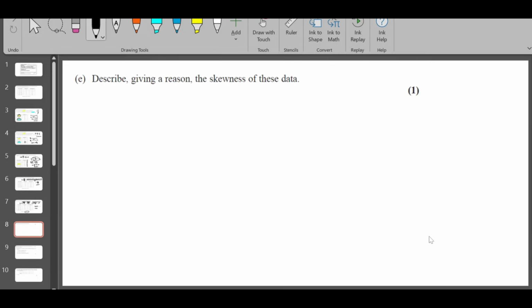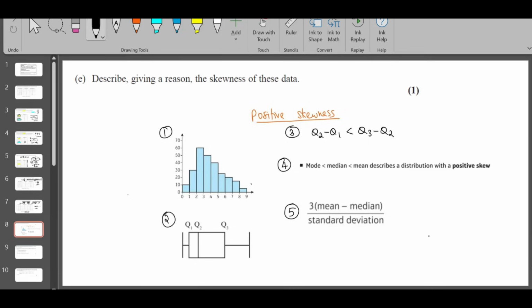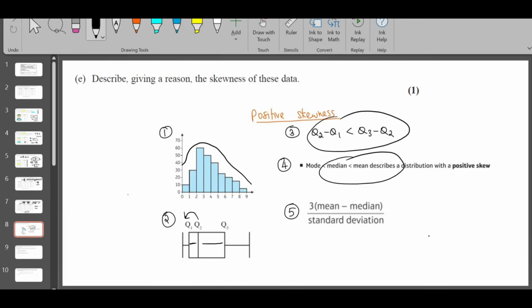Okay, I'm going to paste a picture here. These are all the conditions for positive skewness. If the histogram is skewed towards 0, if Q2 is closer to Q1 than to Q3, the difference between these two will be smaller than the difference between these two. Our median is smaller than the mean. If the median is smaller, the mean is a bigger number, so when you subtract, you will get a positive number. So these are all the conditions for positive skewness. You can use any one of the conditions.